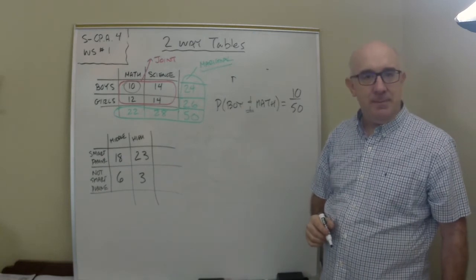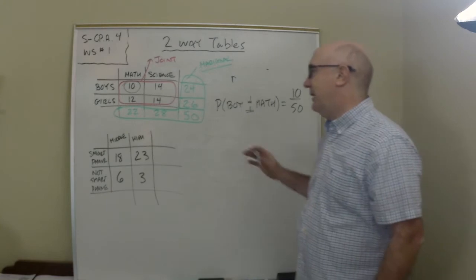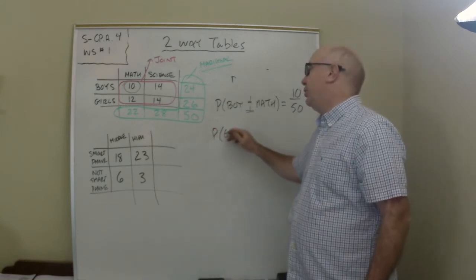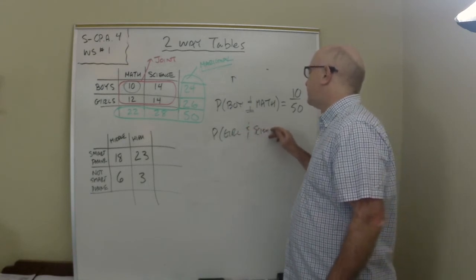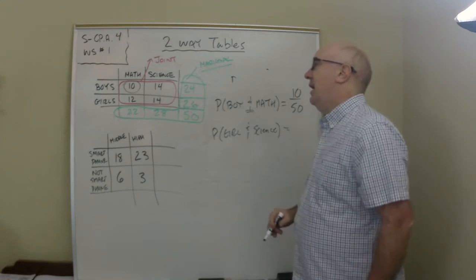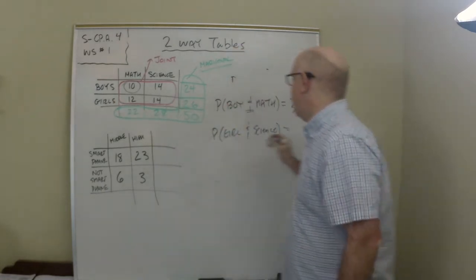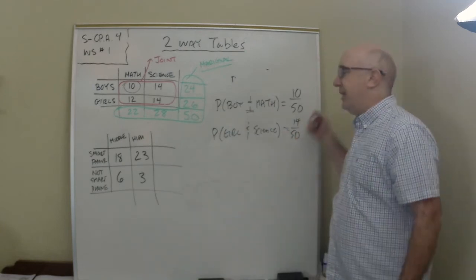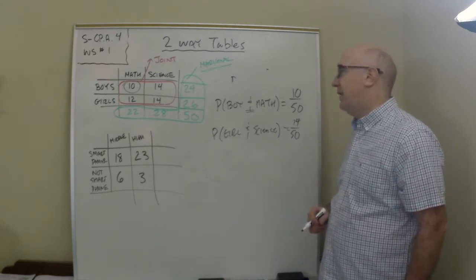That's cool, isn't it? Let's keep going. What's the probability of being a girl and liking science? In this survey, girl and science is 14 out of 50. That's a more probable thing than boys liking math, girls liking science in this particular survey.